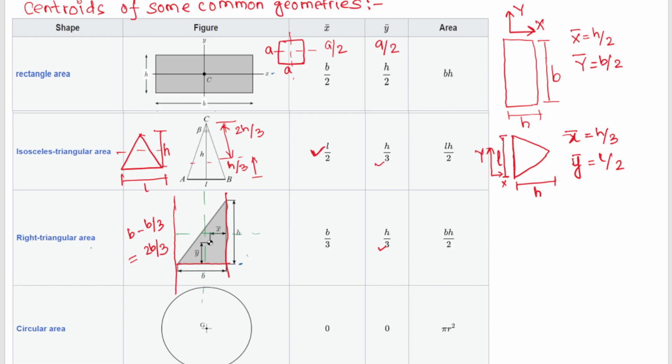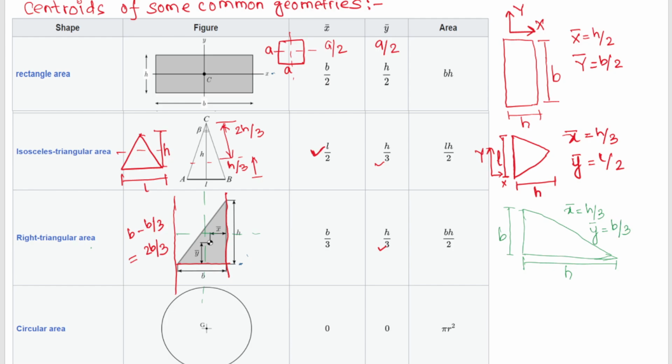So remember, always remember this. If my right angle triangle is placed like this, what is going to happen? Suppose this is my right angle triangle and this altitude, I have flipped it. So this has become B and this has become H. So from the extreme left side, in the X direction, the centroid will be H by 3. Or from the bottom side, this X bar is equal to H by 3 and Y bar is equal to B by 3 from the base.